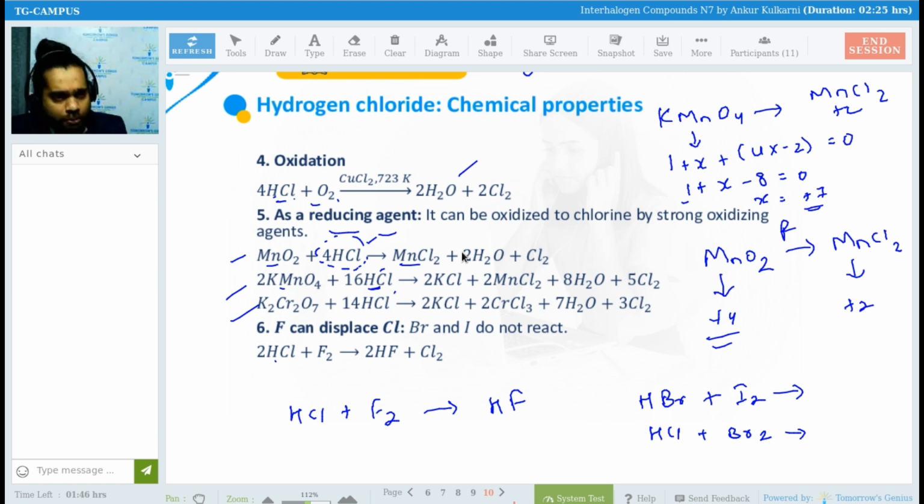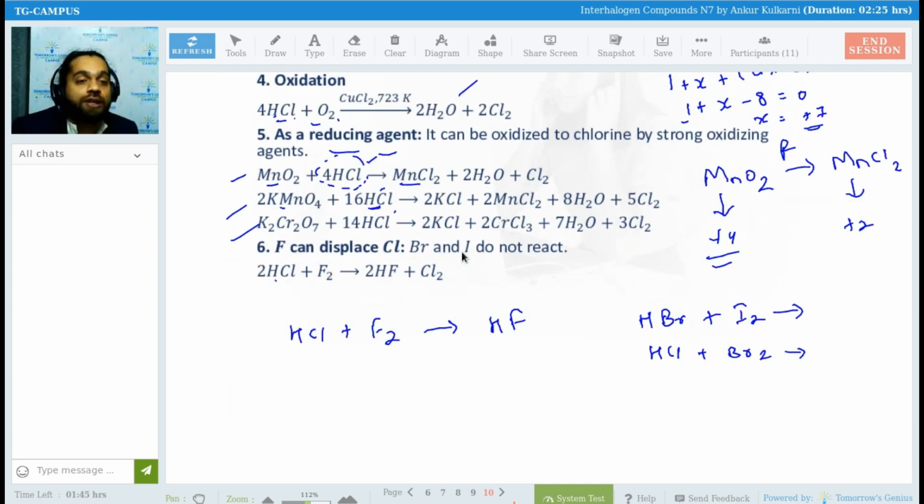Why? Yes, Anmoldeep. Why will it not happen, Sasitaran? HBr plus I2, HCl plus Br2. Why will it not happen? Stability, correct. So it will not be able to replace. Yes, correct, Sajna, but that is what I'm asking. Why? Cl is more reactive than Br, so Br cannot displace Cl.